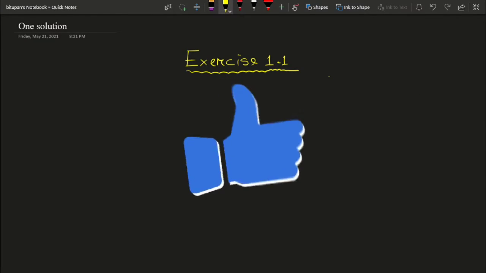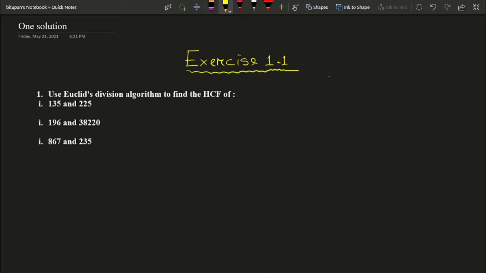So let's start. Students, this is question number 1 and, as you can see, there are 3 problems which we need to solve. Let's start with problem number 1. Here we have to find the HCF of two numbers, 135 and 225. We will have to use Euclid's division algorithm, precisely that one only. Okay? So let us solve the first problem.